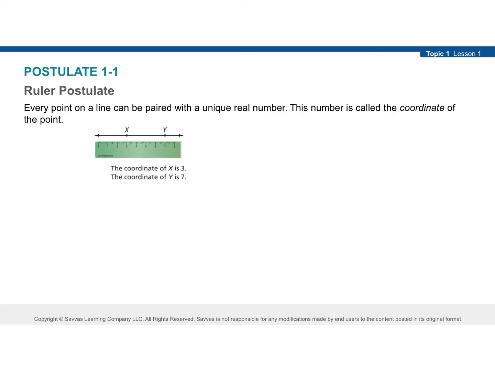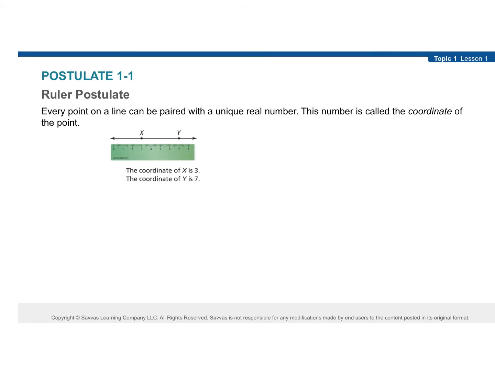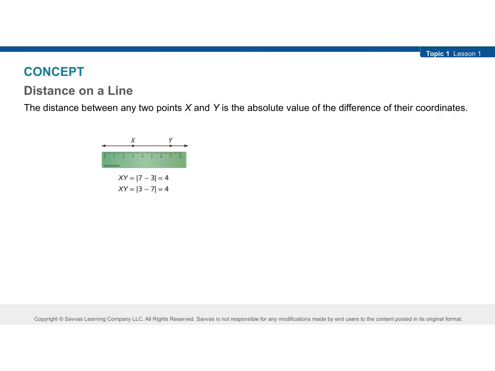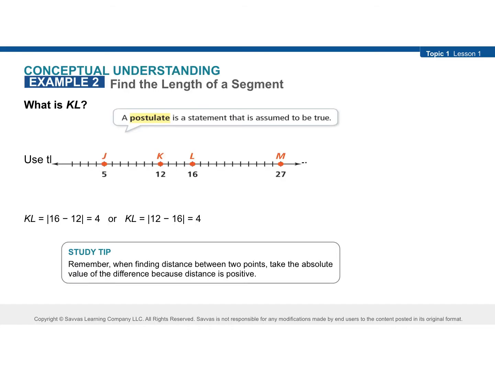This is the ruler postulate: every point on a line can be paired with a unique real number. It's called the coordinate. Distance on a line, you count 1, 2, 3, 4, or you can use the absolute value of the difference. 7 minus 3 is 4. It's really negative 4, but remember I said the other day, distance is always positive. Find the length of a segment.